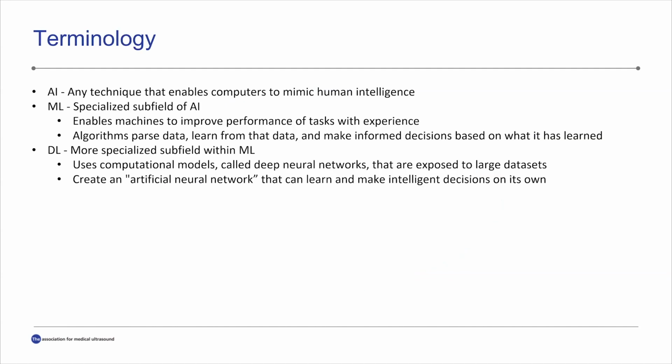So AI is any technique that enables computers to mimic human intelligence. Machine learning is a subspecialized field of AI that enables machines to improve performance of tasks with experience. The algorithms parse data, learn from the data, and then make informed decisions based on what they learned. Deep learning is more subspecialized within that machine learning, and it uses these deep neural networks, and they get exposed to large sets of data. And then these large neural networks form that can learn and make intelligent decisions on their own.